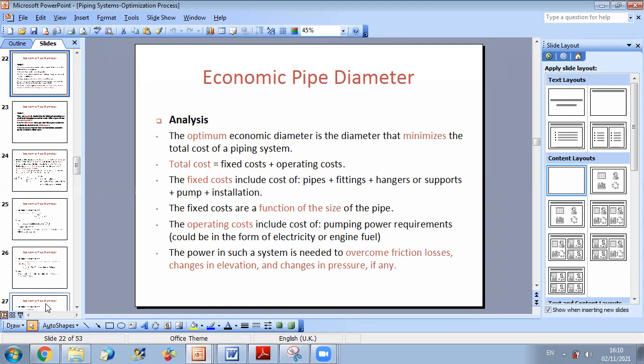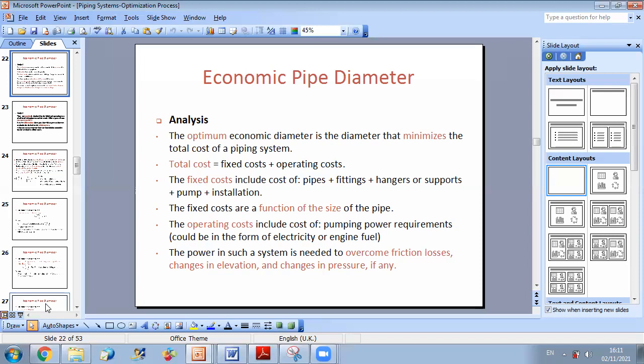We also have the operating costs, which include the pumping power requirement, electrical consumption, and operational costs, for example, if you have staff that you want to pay. All of these should be considered. Now, the power in such a system is needed to overcome friction losses, changes in elevation, and changes in pressure, if any, because the power delivered should be able to satisfy all these needs.